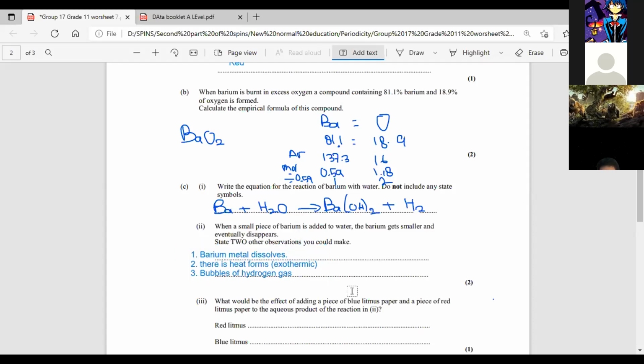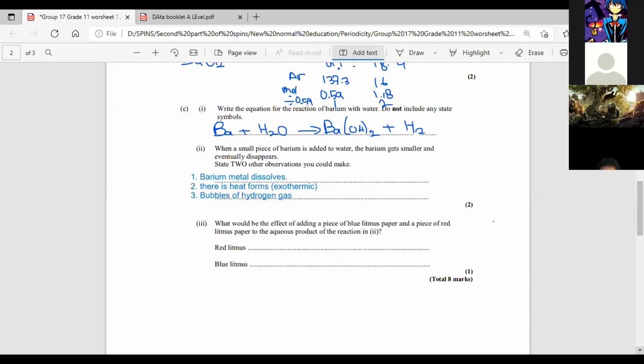Okay, next, what would be the effect of adding a piece of blue litmus paper and a piece of red litmus paper to the aqueous product of the reaction in 2? Red turns blue. Blue remains blue. There is no change with the blue color.